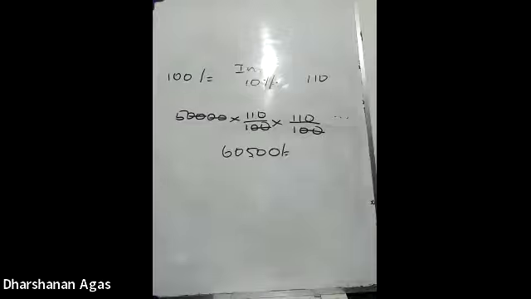A person deposits rupees 100,000 in his bank account. The interest is compounded annually.